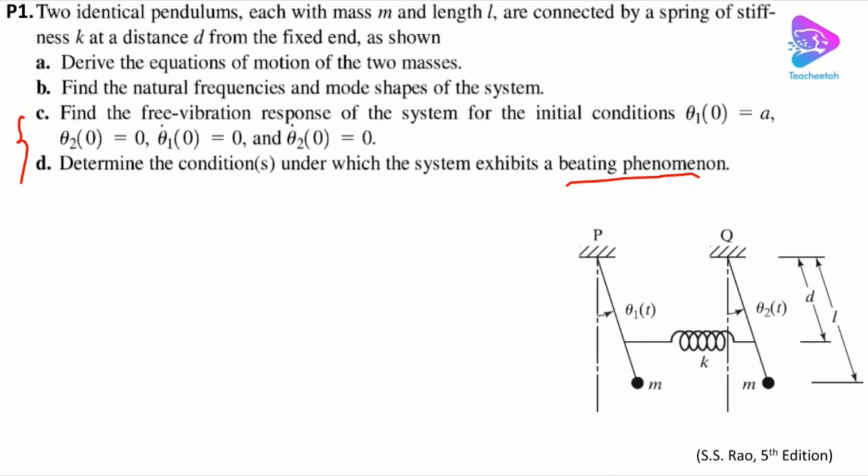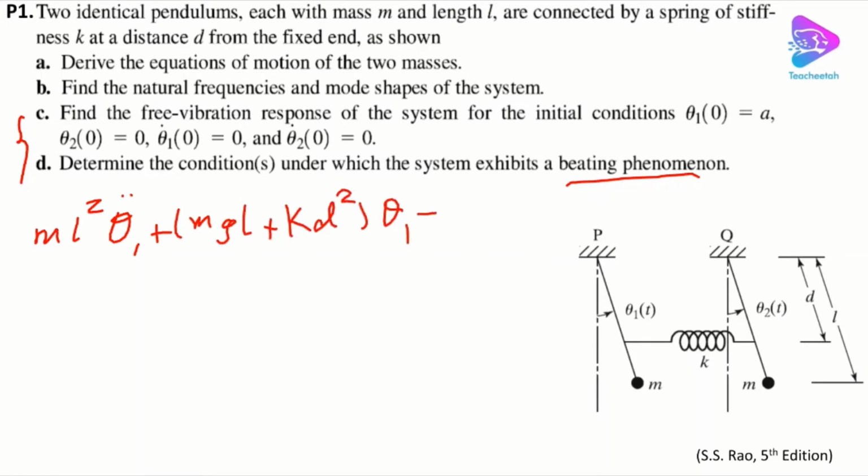Okay, so let's go very fast through parts A and B of this problem. If you want more details, you can check the previous tutorial. We found the equation of motion for this system as ml squared theta double dot 1 plus (mgl plus kd squared) theta 1 minus kd squared theta 2 equal to 0. This is theta 1 and that one is theta 2, and I gave a very detailed discussion on that in the previous tutorial.